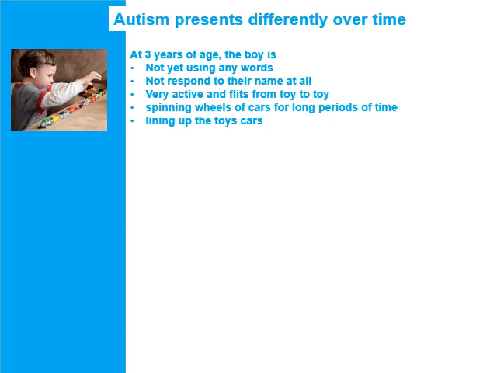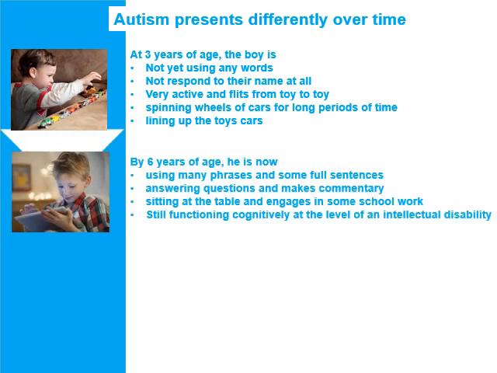However, if you meet the same child by 6 years of age, they were now using many phrases and some full sentences and could communicate their needs really quite well, were answering questions and even making commentary on things happening around them. They were able in junior infants or senior infants to sit at the table and engage in schoolwork and were doing relatively well. However, they might still be cognitively functioning at a level of intellectual disability if they had been assessed around 4 or 5.